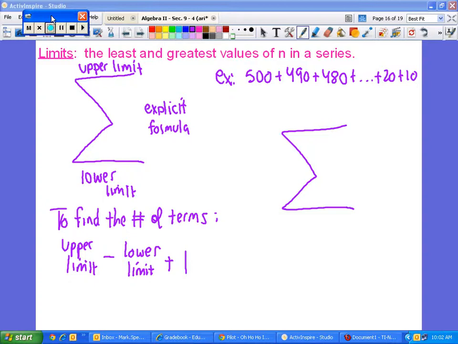It says Greek letter, sigma. It means sum, I believe. What's it called? Sigma.